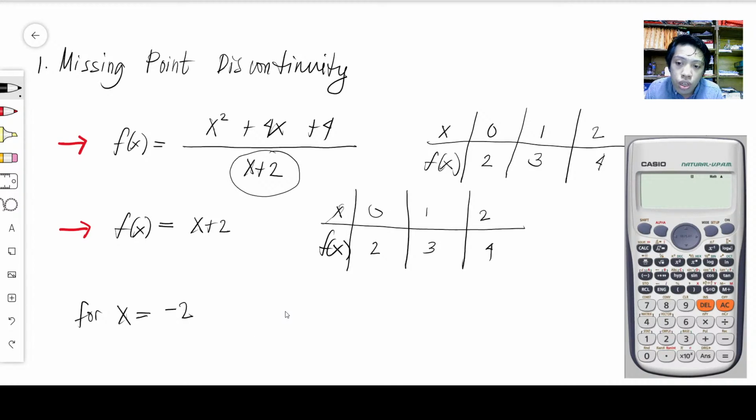A certain function is continuous only if f of a exists. Ibig sabihin, f of a is a real number. So, for example, x is equal to negative 2. When you substitute negative 2 there, the value of f of x, or f of negative 2.